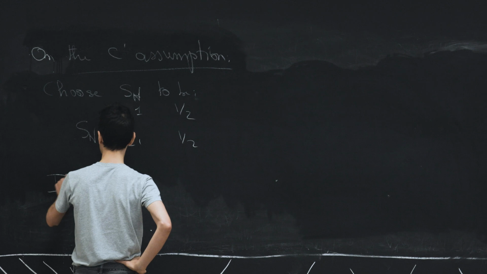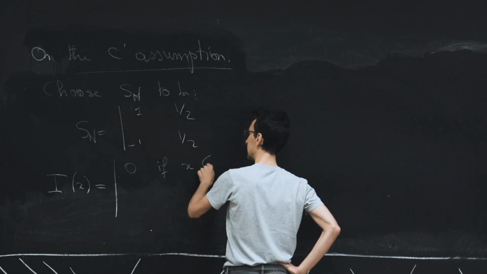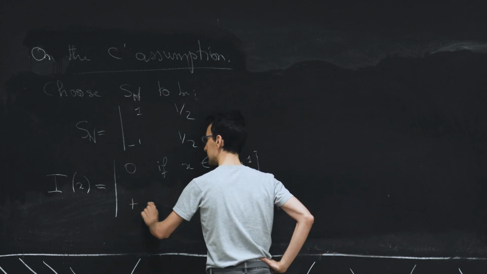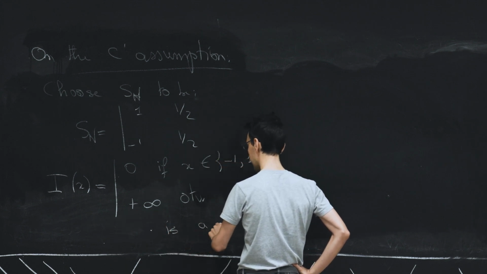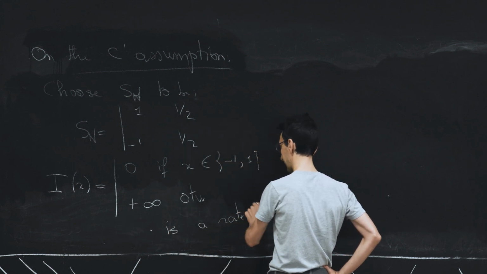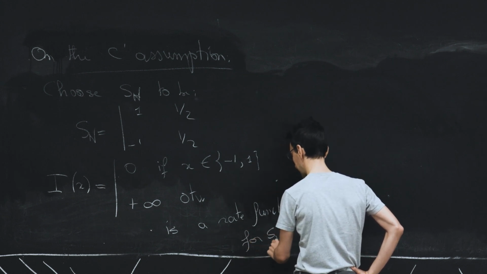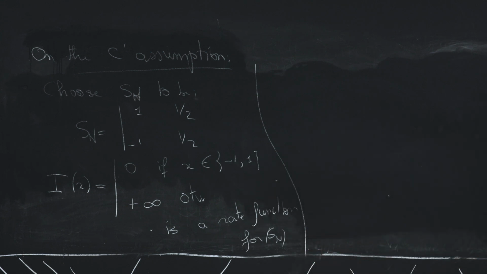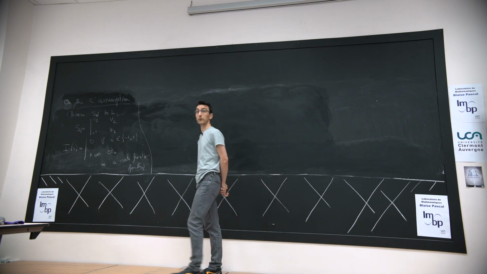So maybe I'm going to write it. I of x equals 0 if x is plus 1 or minus 1, and plus infinity otherwise, is a good large deviation rate function for Sn. Okay, but now let's see what happens if we try to apply the large deviation principle we have just seen on this case and ignore this C1 assumption.